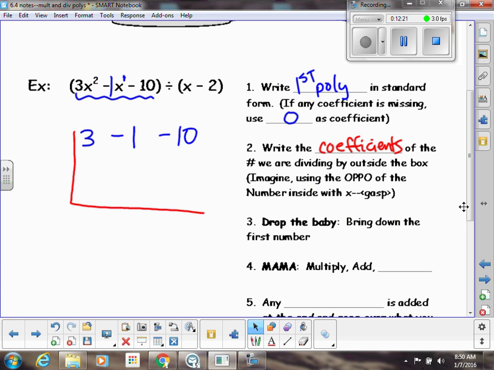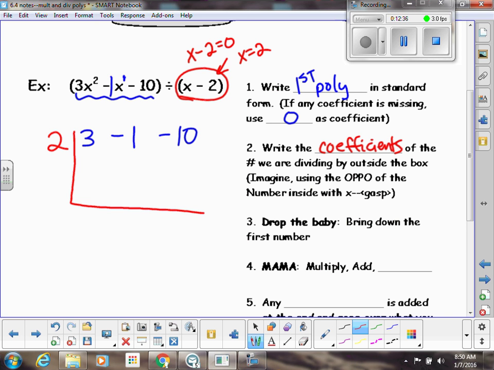Now what goes out here, I'm not going to write this whole thing. Okay, I'm actually writing the opposite of this number. It's like if I had set x minus 2 equal to 0 and solved, we get x equals 2. All right, so that's really why we're doing that. But we're always doing the opposite of this number. And that's what this means, the opposite of the number inside with the x. Okay, so that's your setup. That's how you set up your synthetic division.